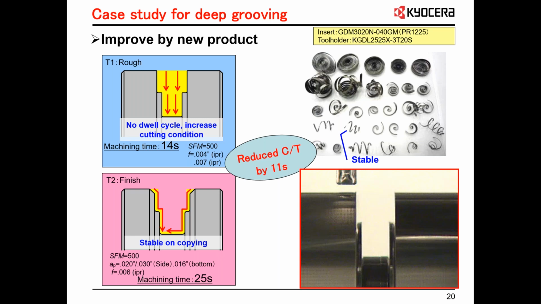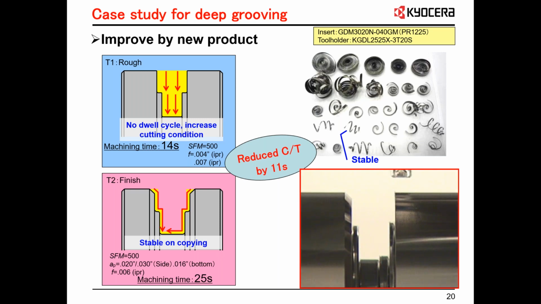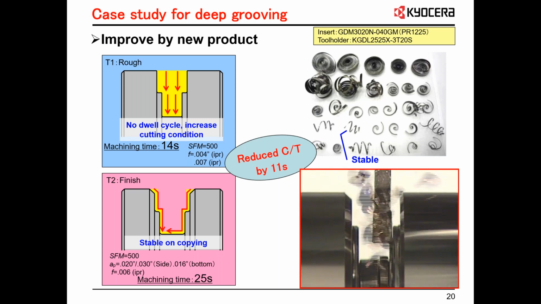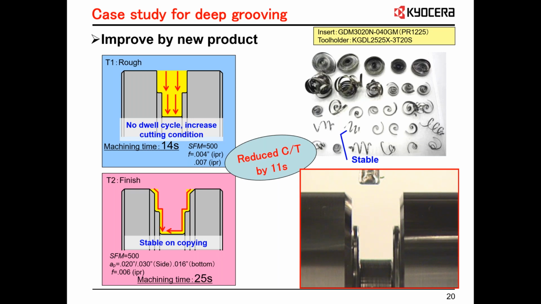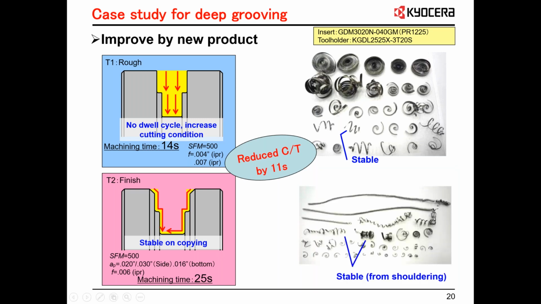And now we'll look at the finish process again. No dwelling on this one, even in the other one, but you could still tell we were having chip control issues. But now by switching to the GDM with the GM breaker, stable even from the shouldering side. So half the battle can be cycle time reduction, but always pay attention to your chip control issues too, and always look for the chip breakers better for the job.